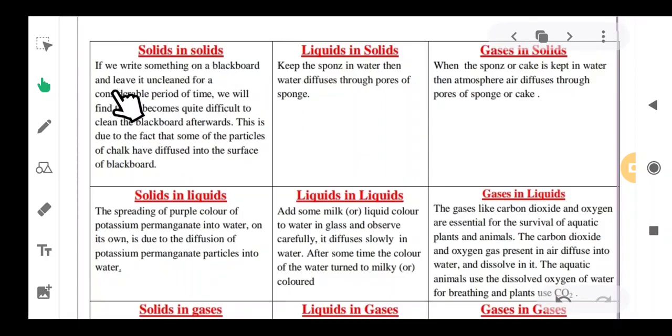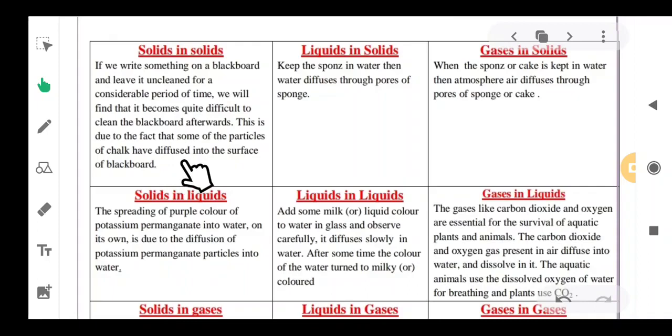ఫర్ ఎగ్జాంపుల్, ఇఫ్ యూ రైట్ సంథింగ్ ఆన్ బ్లాక్ బోర్డ్ అండ్ లీవ్ ఇట్ అన్క్లీన్డ్ ఫర్ ఏ కన్సిడరబుల్ పీరియడ్ ఆఫ్ టైమ్, we will find that it becomes quite difficult to clean the blackboard afterwards. This is due to the fact that some of the particles of chalk have diffused into the surface of blackboard. So, blackboard is a solid, chalk also solid. So, the chalk diffuses on the blackboard.